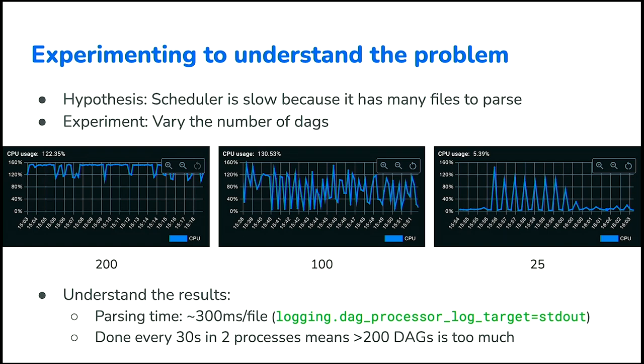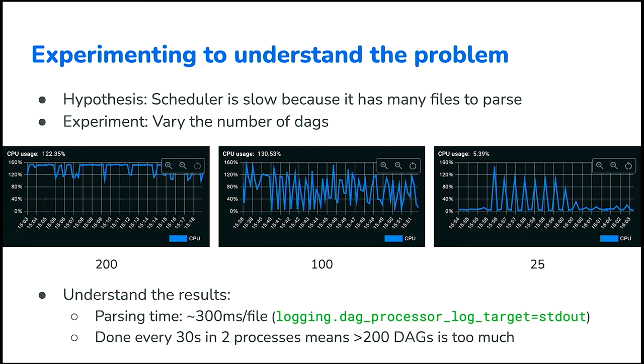Now the DAGs by default are parsed every 30 seconds. And there are two processes doing that. So if you do the math, it means that if you have more than 200 DAGs, you cannot go through all of them in 30 seconds on two processes. There are going to be some overlaps, and the scheduler is going to fall behind, and of course the CPU is going to be high all the time.